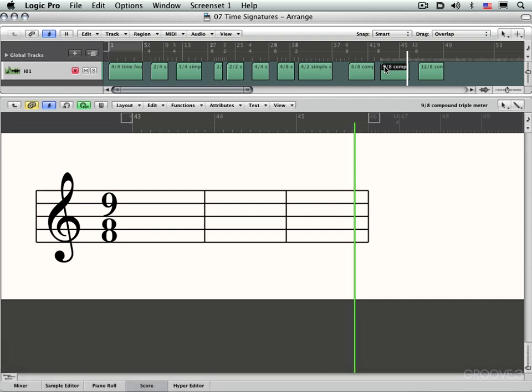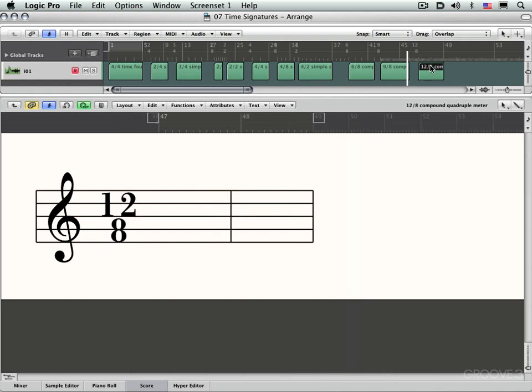And finally, we have compound quadruple meter. And the most common usage of that is 12/8 time, and it looks like this. So you'll hear 4 strong pulses, each divided by 3, which gives us the 12 subdivisions. 1, 2, 3, 4.